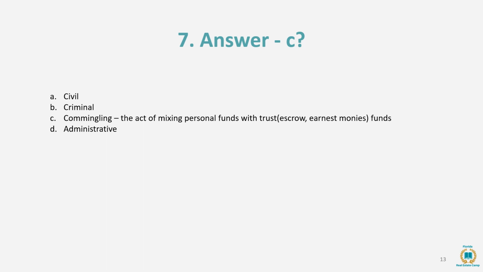The answer is C, commingling is not a penalty, although if you commit commingling, you might get into penalty. Commingling, remember, is the act of mixing personal funds with trust funds. So that might get you into some sort of penalty, but commingling itself is not a penalty. All the others are penalties.